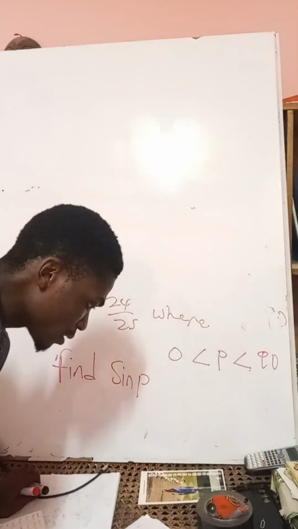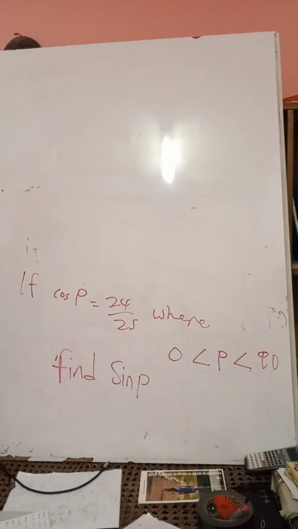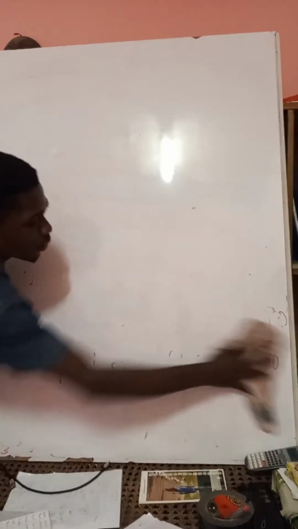You are not done, you are finding sine P. Okay, so it should be 7 out of 25, correct? 7 out of 25. Let's move on to another question right now. So please, if you got 7 out of 25, you are correct. Another question right now.